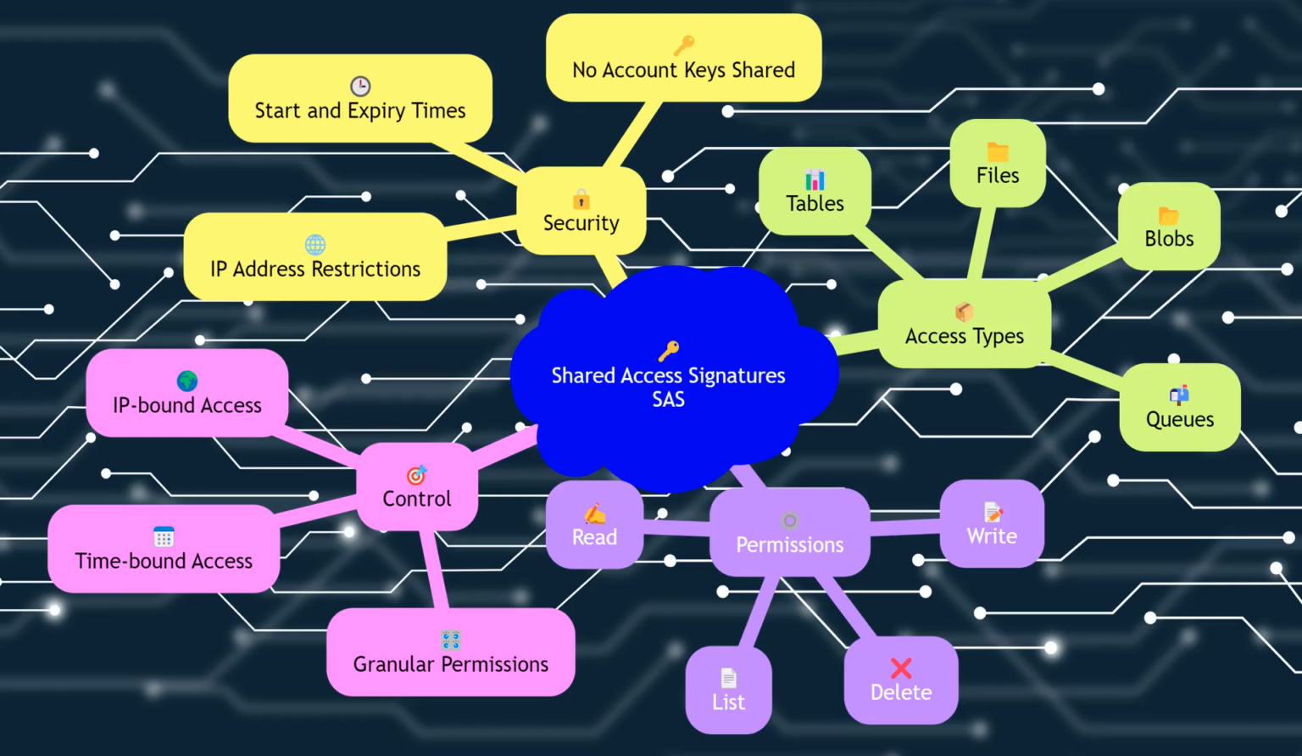Shared Access Signatures, SAS, are a powerful feature in Azure Storage that allows you to grant limited access to your storage resources without sharing your account keys. SAS can be used to grant access to blobs, files, queues, and tables. By using SAS, you can specify the permissions, start and expiry times, and the IP addresses or ranges from which the SAS can be used. This ensures that access is both secure and controlled.